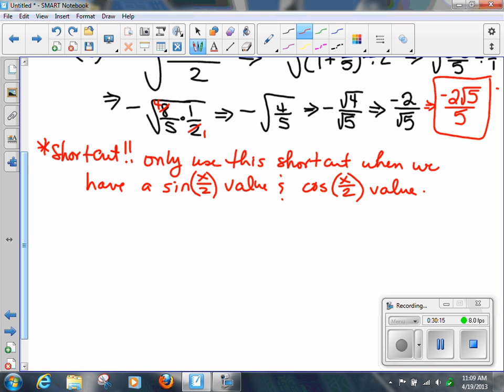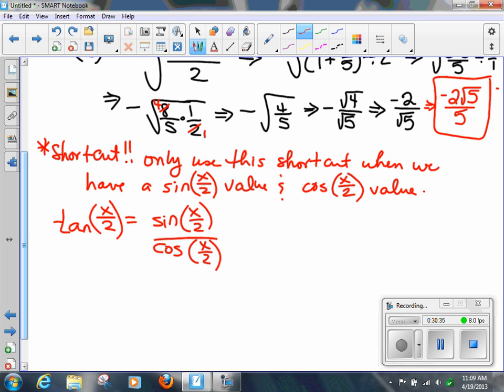It's the only time you can do this because tangent of the half angle is equal to sine of the half angle divided by cosine of the half angle. The same principle applies to half angles as it did with the double angles. Some people plug the wrong values in. They never found the double angle, and it didn't work.